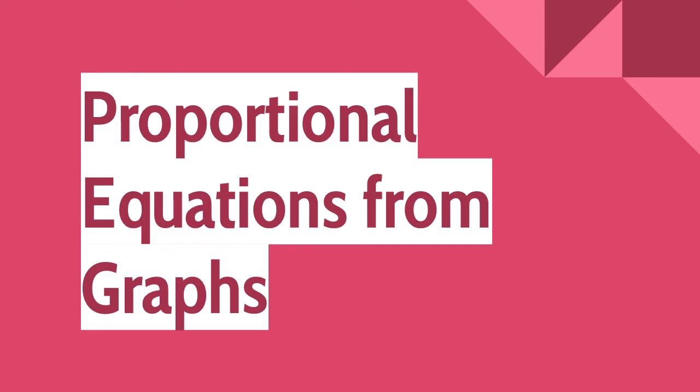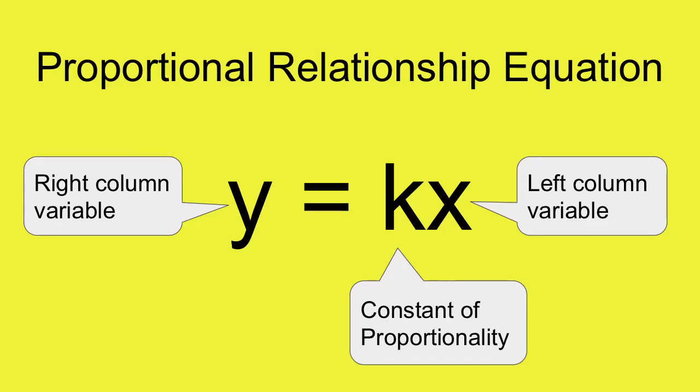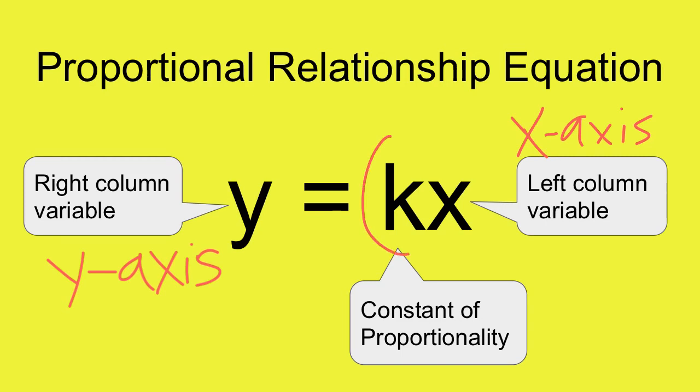All right, let's look at proportional equations from graphs. Just a reminder, when we talk about proportional relationships in an equation, we've got y equals kx. Now, we're going to look at graphs, so we still need a table, or it can connect to a table. So instead of thinking of this as right column, left column, we'll think of this as the y-axis, and this is the x-axis. k is still the constant of proportionality, but we're going to see how we can find it in a graph.